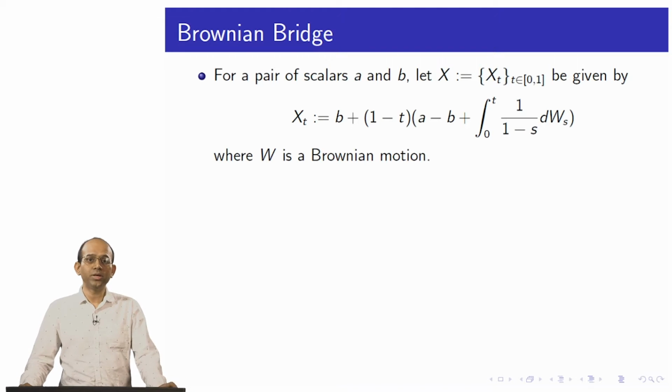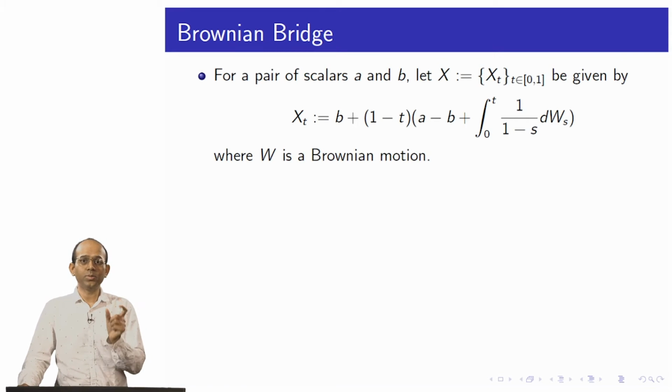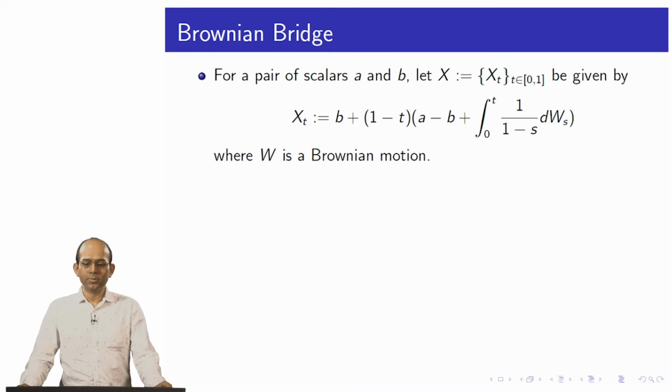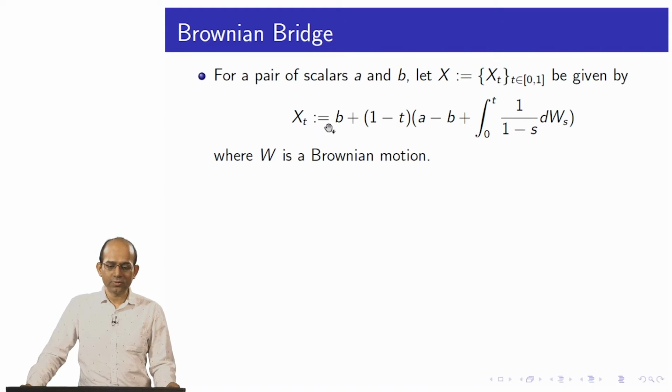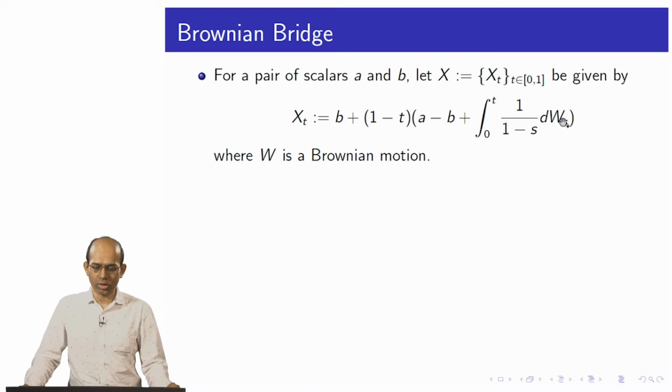For a pair of scalars a and b, let x, which is a stochastic process defined for time only between 0 and 1, be given by this equation. Then we would call that x is a Brownian bridge from a to b. Let us look at the equation more carefully. X t is defined as b plus (1 minus t) times (a minus b) plus integration 0 to t of 1 over (1 minus s) dW s, where W is a Brownian motion.